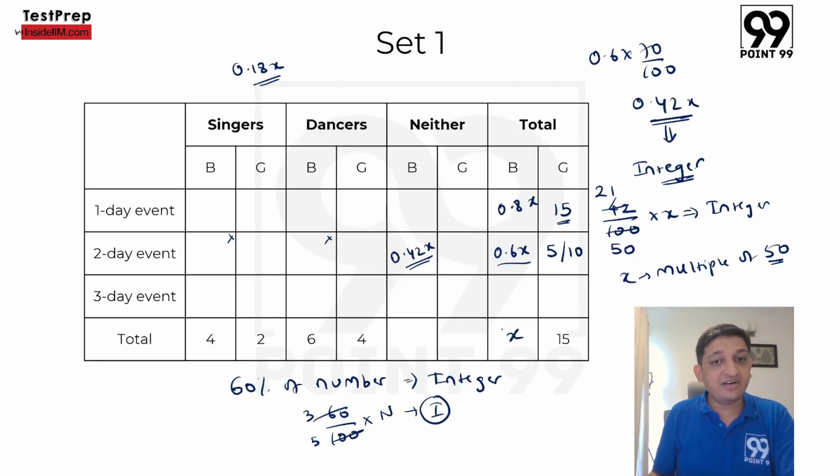तो कोई भी गर्ल 3-day event में interested नहीं है. तो यहाँ पे I'll simply put a 0 here. I'll put a 0 here. I'll put a 0 here. I'll put a 0 here. So no girl is interested.